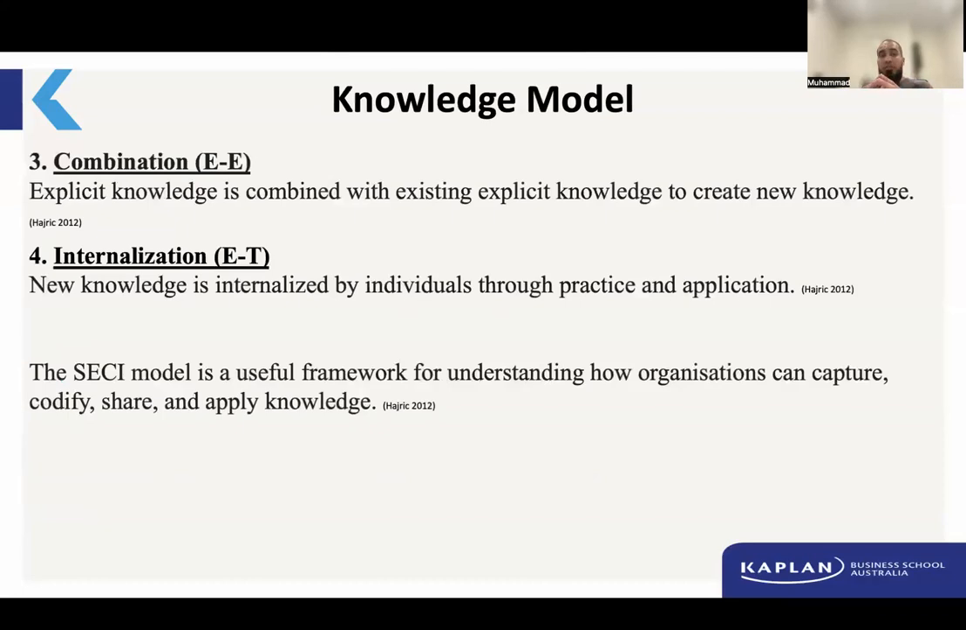Then there is combination, that is explicit to explicit. How is it done? The explicit knowledge is combined with existing explicit knowledge to create new knowledge. Then coming to internalization, that is explicit to tacit knowledge. In this process, the new knowledge is internalized by individuals through practice and application. The SECI model is a useful framework for understanding how organizations can capture, codify, share, and apply knowledge.